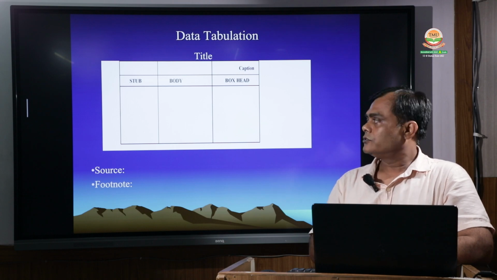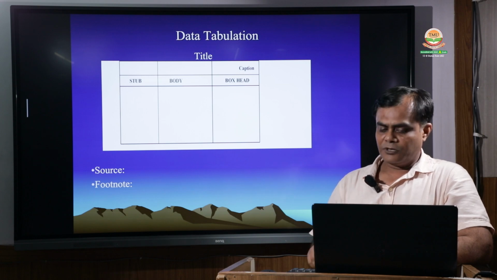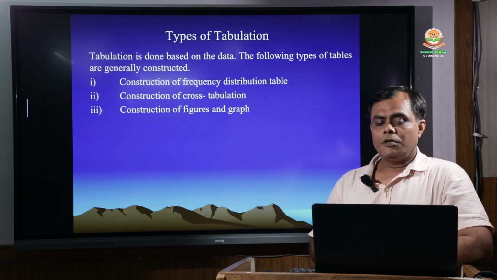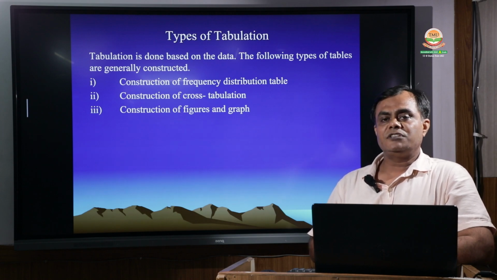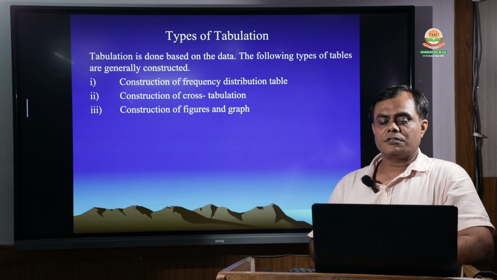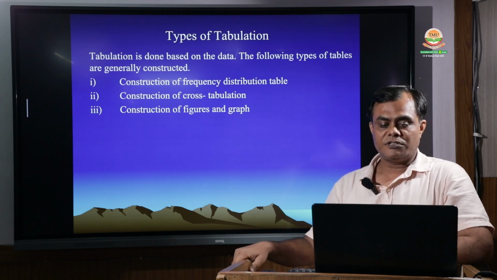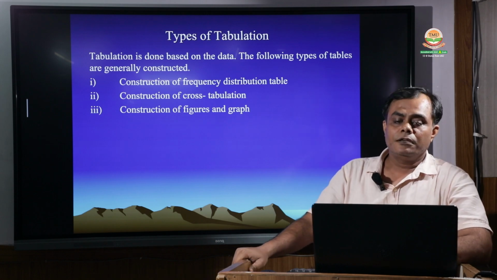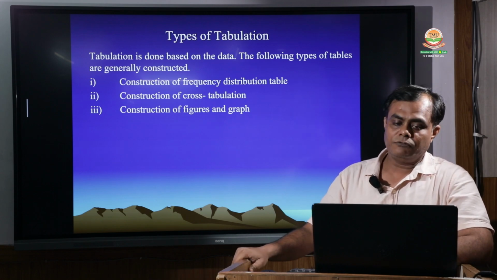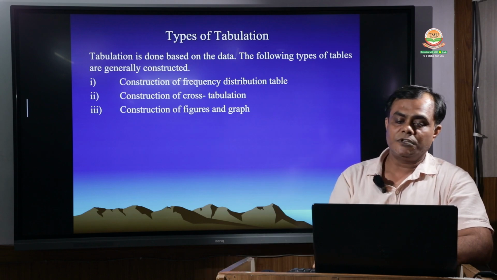So these are the sequencing of the table. Types of tabulations. Tabulation is done based on the data. The following types of tabulation are generally constructed: the frequency distribution table, the cross tabulation, and the figures and graphs. So these are the three ways we are constructing the tabulation, and we can say these are the types of the use of the tabulation.